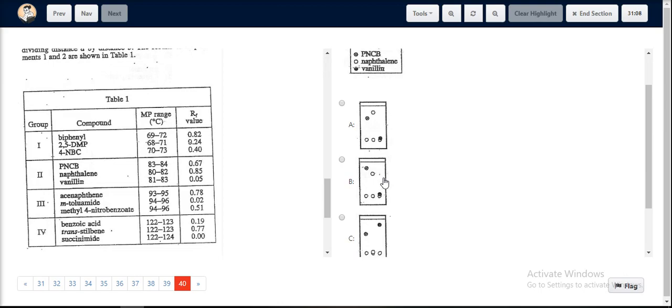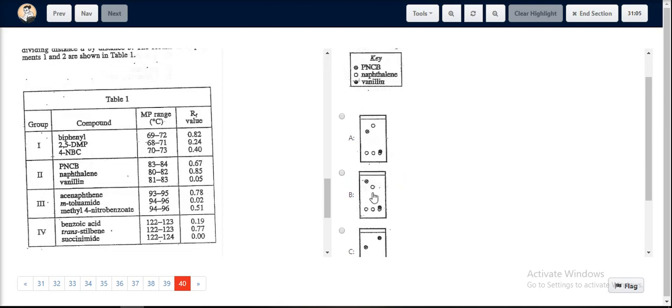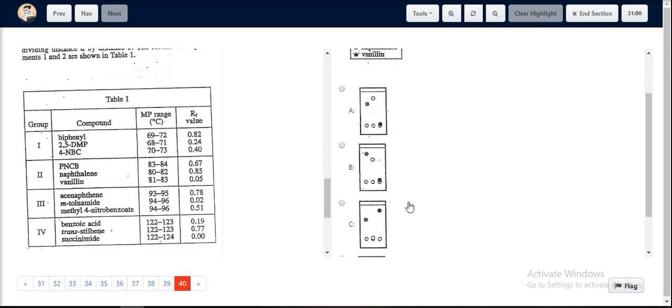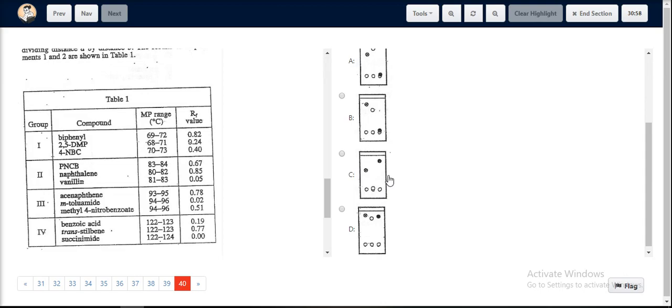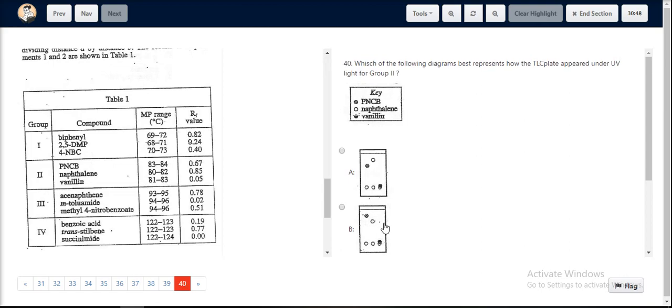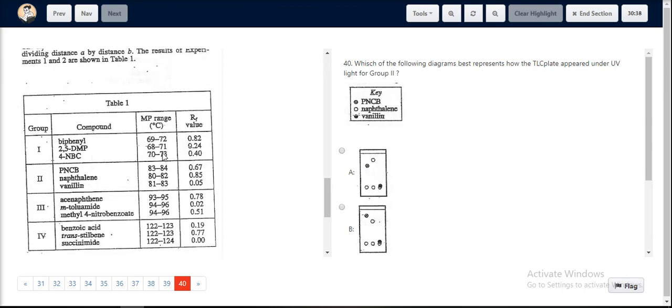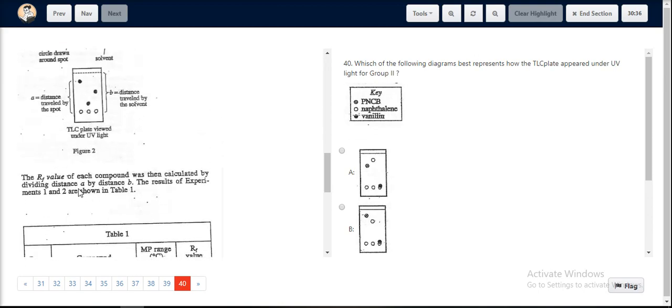If you look at option B, PNCB has traveled the furthest from its initial spot, which is not true. Again, for C, vanillin has traveled the furthest, which is not true. And in D, again PNCB has traveled the furthest. If you look at option A, naphthalene has traveled the furthest, followed by PNCB and then vanillin, which is true based on the RF values in table 1 and the concept we just saw. Hence, option A is the correct answer.